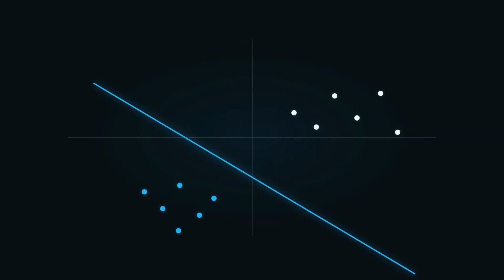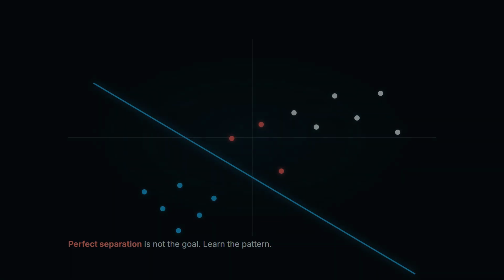One honest note: real data is noisy, and perfect separation usually is not possible, and it is not even the goal. A neuron that draws a sensible line and gets most points right is working exactly as intended. Chasing 100% on your training points is how you memorize noise instead of learning the pattern. We will name that trap properly later in the series.